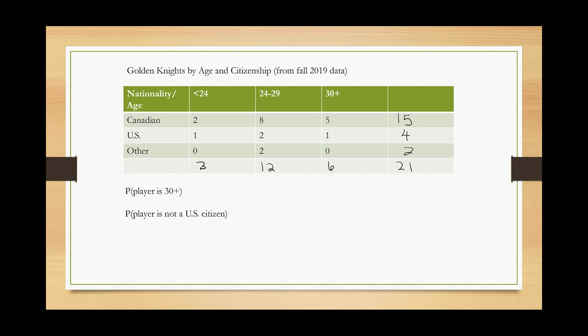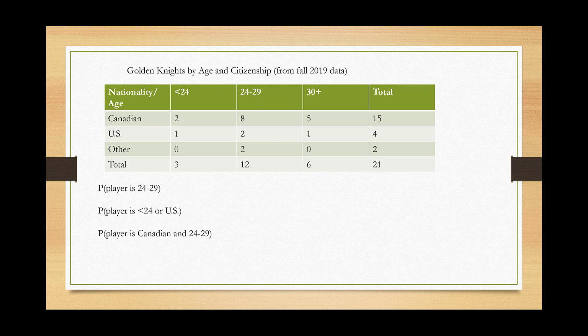So 30 and over. So looking at the 30, we had 6 players out of the 21. Let's write that as a fraction, and let's call that divide by 3 becomes 2. Divide by 3, that's 7. The second one says find the probability the player is not a U.S. citizen. So not from the U.S. would be Canadian or other. Well, we can see there are 4 from the U.S., which means everybody else is somewhere else. So 21 minus 4 is 17. So our probability would be over 21, so 17 over 21, not U.S.